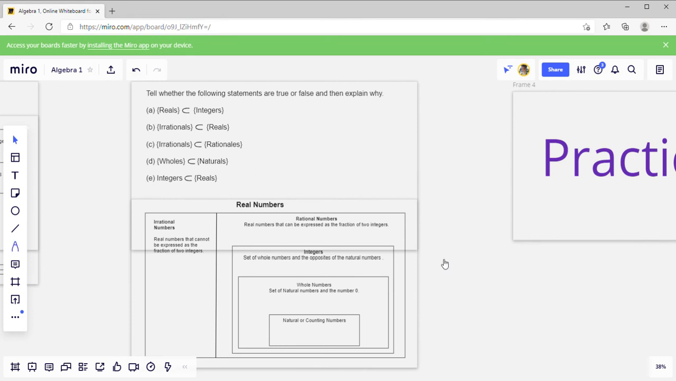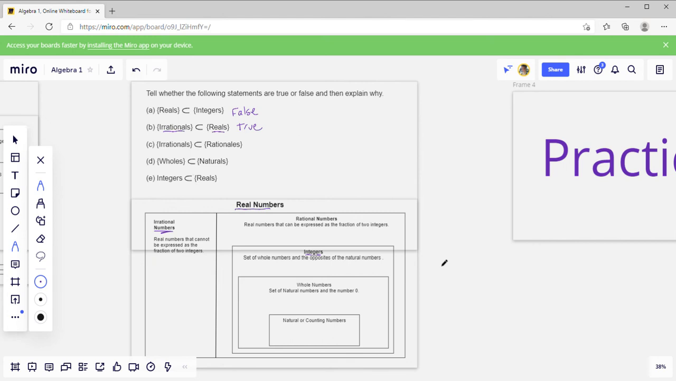Okay, see how this is a big giant box, and for it to be a subset, one box has to be inside the other box. So we've got real numbers are a subset of integers. No, integers are a subset of real numbers. So this one is false. All right, irrationals are a subset of real numbers. So here's our real numbers, the whole box, and irrationals are inside that real number box, so that one is true.